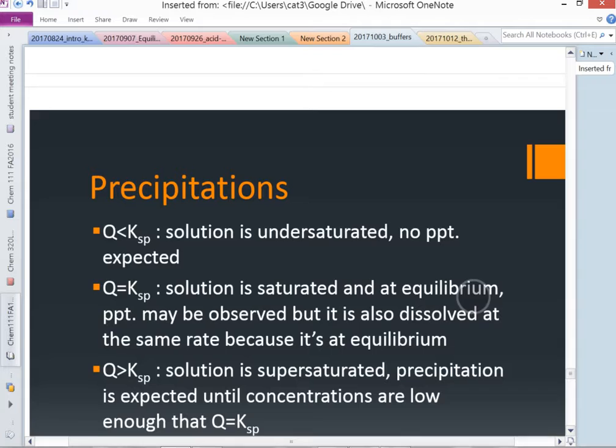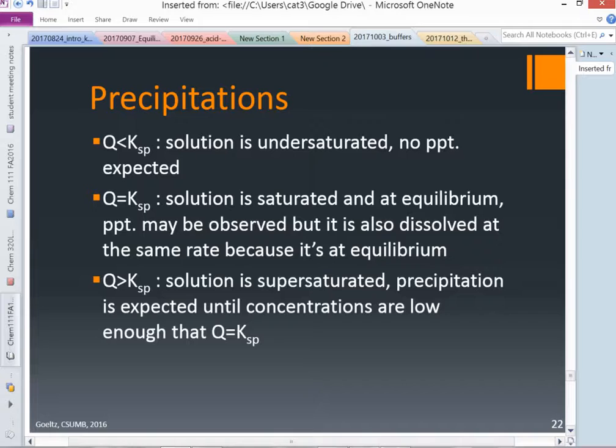Terminology. Same idea, same concepts, but terminology. If Q is less than K, that is a situation where you could add more. You don't yet have enough products to be at equilibrium. The solution is undersaturated, and no precipitate is expected. That's typically how the question might be phrased: please describe the solution as undersaturated, saturated, or supersaturated. You have to do the math.